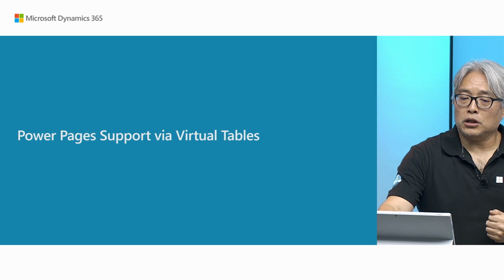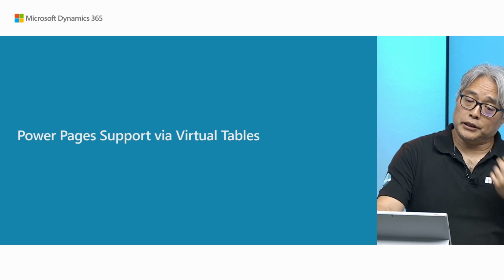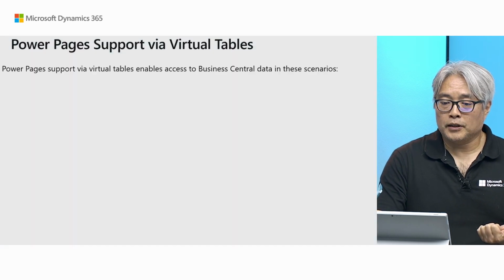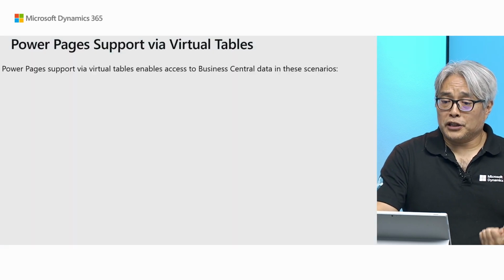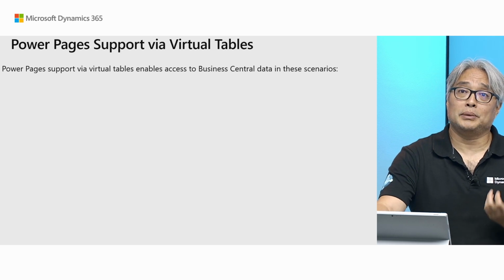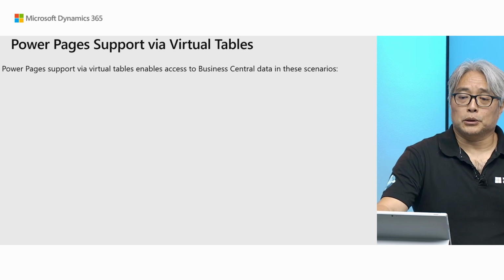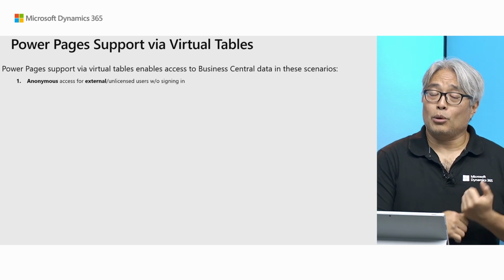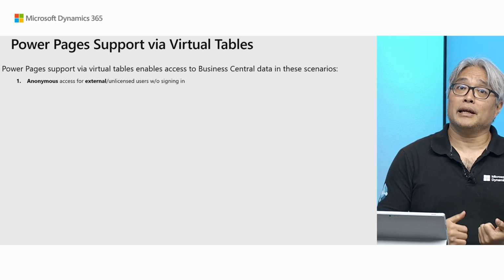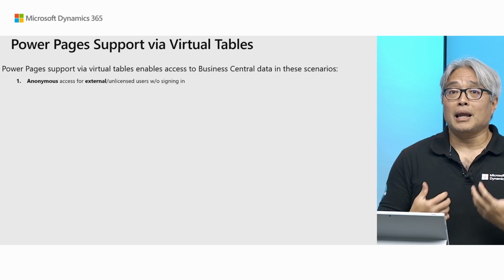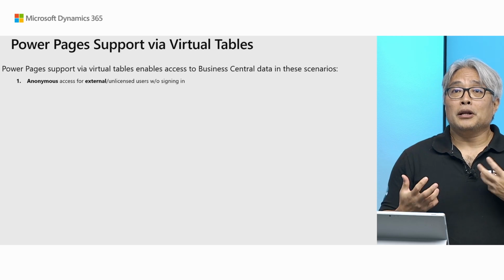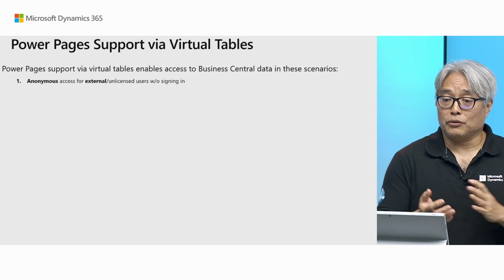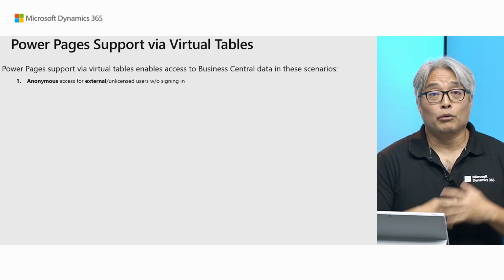All right, so let's talk about the big feature that we announced for this release, which is Power Pages support via virtual tables. Right? So Power Pages support via virtual tables actually enables access to BC data in 3 main scenarios. The first scenario is anonymous access for external or unlicensed user without signing in. So this is the first time that we are actually allowing non-licensed BC user, external user, like for example, a user from your customer or your vendors, to actually access BC data without signing in.